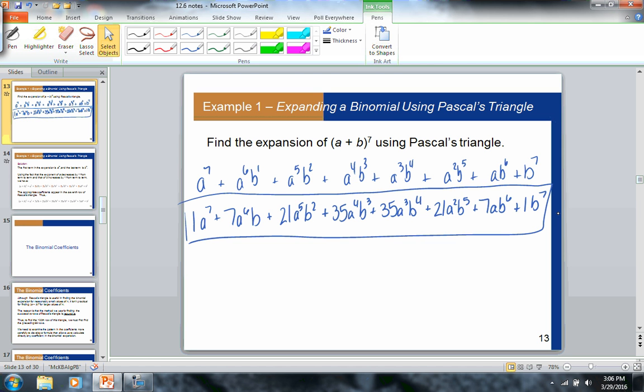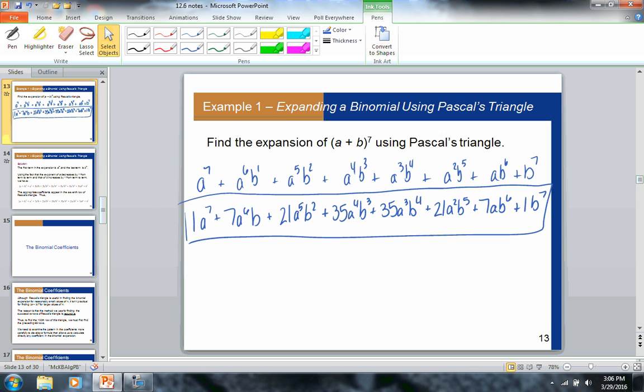Now this can become more complicated when you have bigger exponents, and it can also become more complicated when you have terms that aren't just a and b. Like we might have 2x squared as the first term and 10y to the 3rd as the second term in our binomial. So we'll take a look at that in the next section of notes.